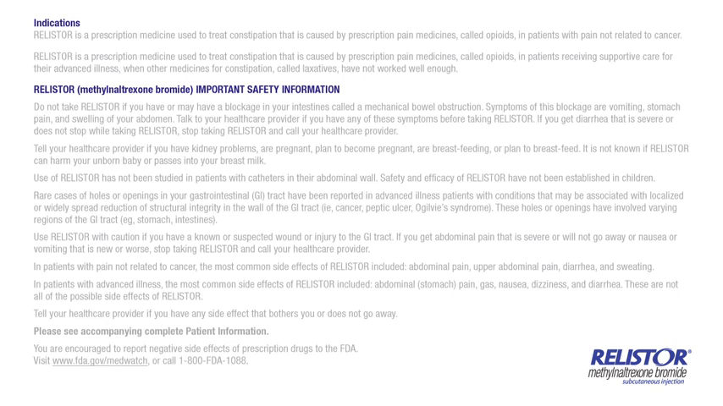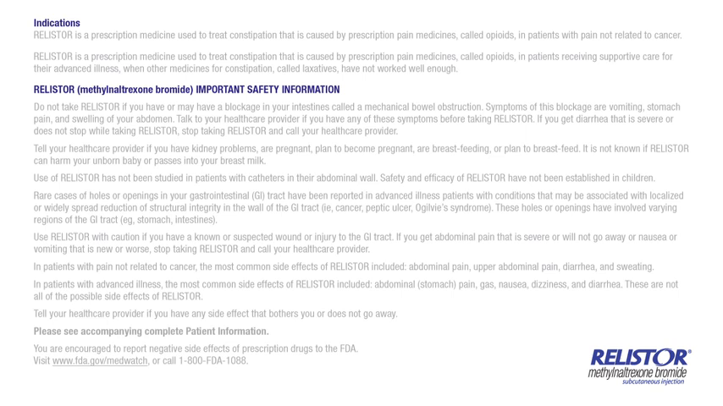If you get abdominal pain that is severe or will not go away, or nausea or vomiting that is new or worse, stop taking Relistor and call your healthcare provider. In patients with pain not related to cancer, the most common side effects of Relistor included abdominal pain, upper abdominal pain, diarrhea, and sweating. In patients with advanced illness, the most common side effects of Relistor included abdominal, stomach pain, gas, nausea, dizziness, and diarrhea. These are not all of the possible side effects of Relistor. Tell your healthcare provider if you have any side effect that bothers you or does not go away.